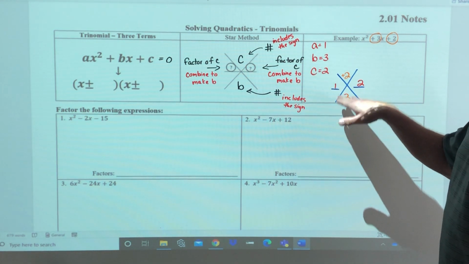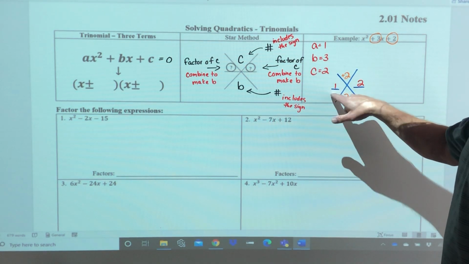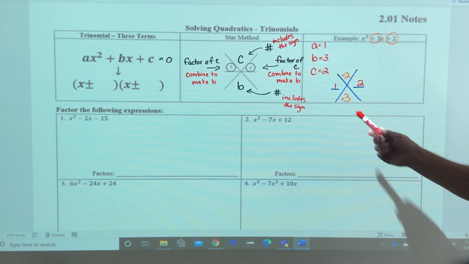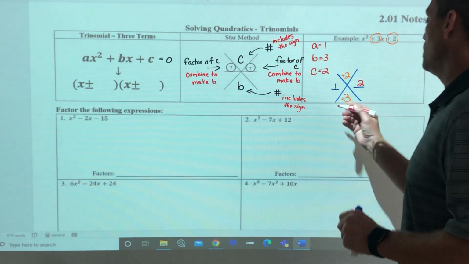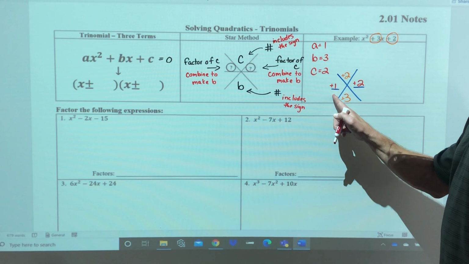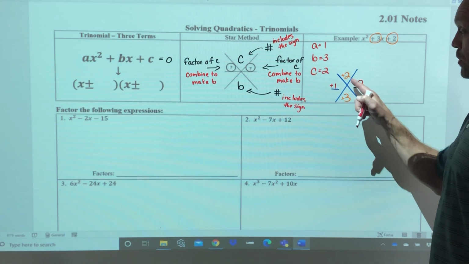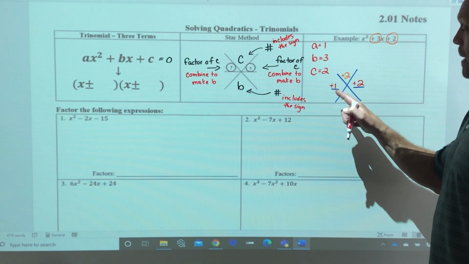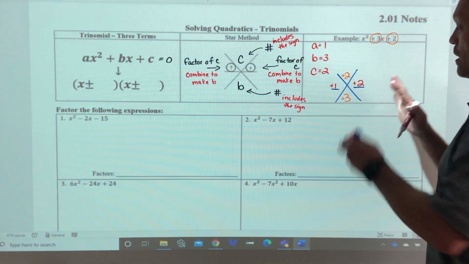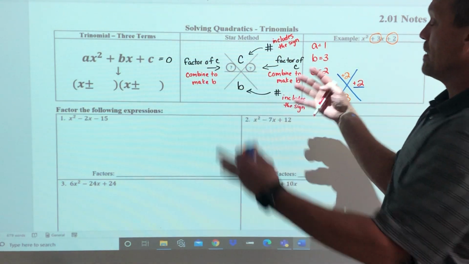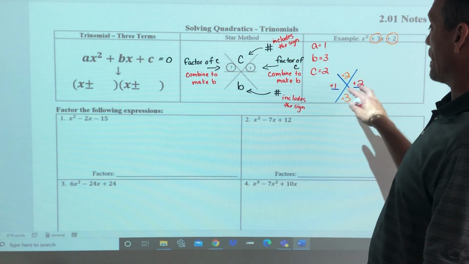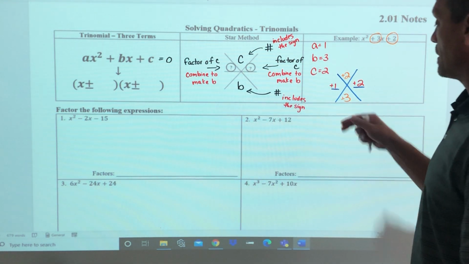So what we're looking at here is I got factors of 2, which is 1 and 2, and can 1 and 2 combine in any way to make positive 3? Absolutely, but they'd have to be plus. Positive 1 times positive 2 gives me positive 2. Positive 1 plus positive 2 combines to give me positive 3. So those are my factors, or my numbers, if you will, that are both factors of 2 that combine to give me 3.